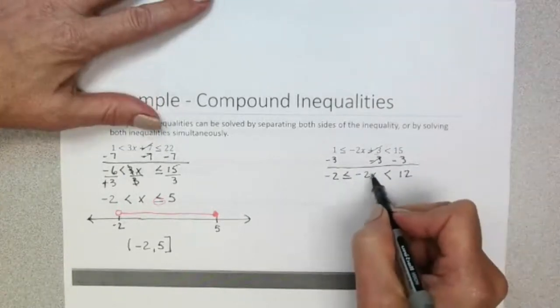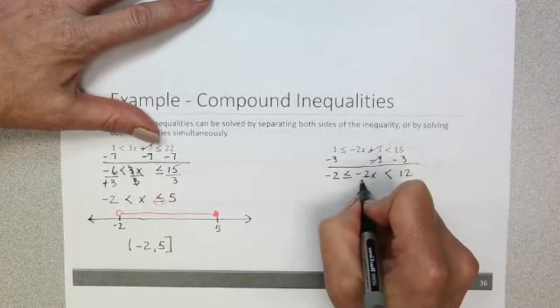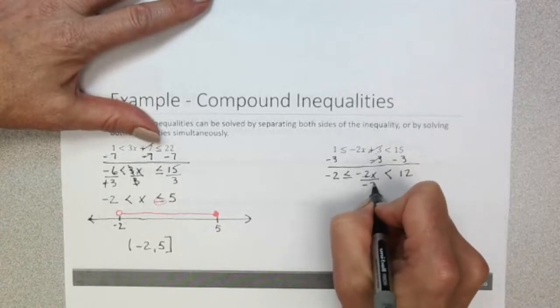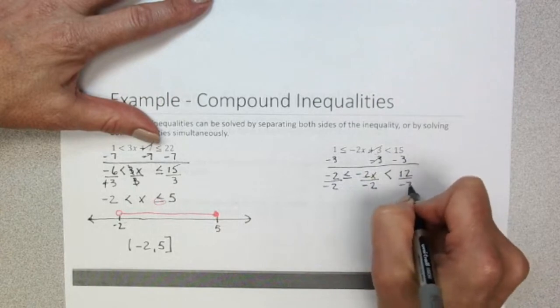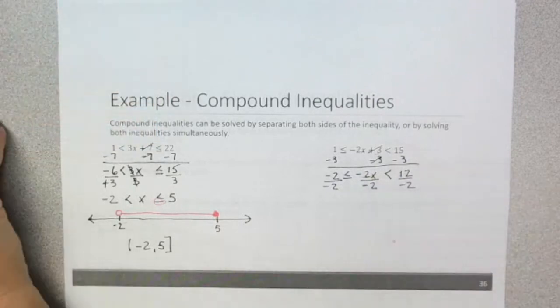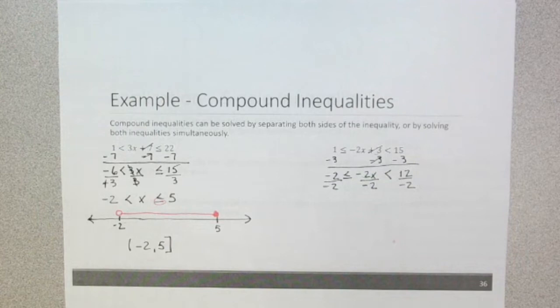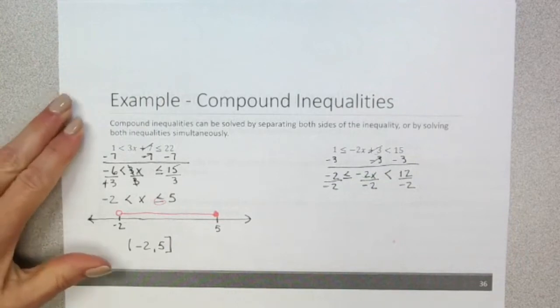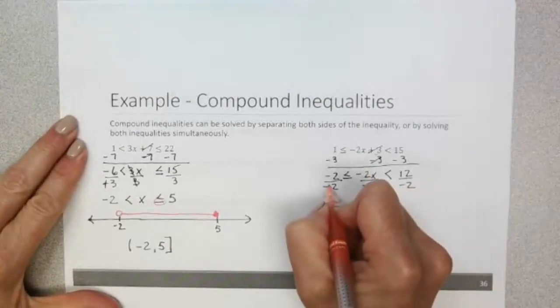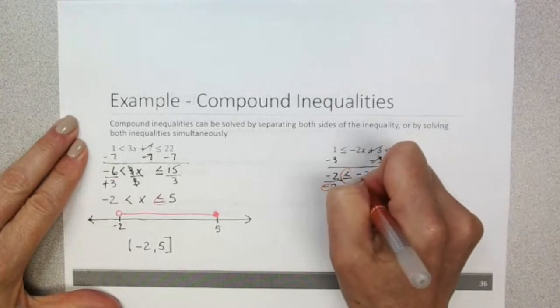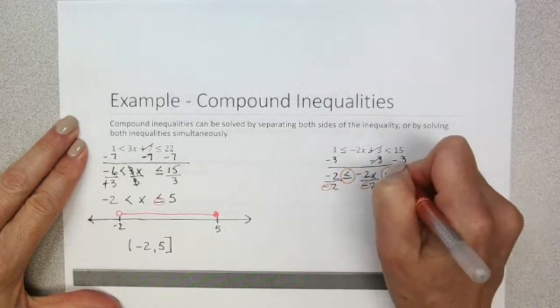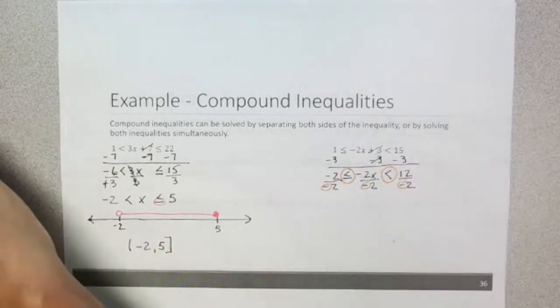All right. Now we're going to need to get x by itself. We need to divide everything by -2. But since we are dividing by a negative number, remember with inequalities, if we divide or multiply by a negative number, which we are doing, we want to flip that inequality sign. We want to flip it.